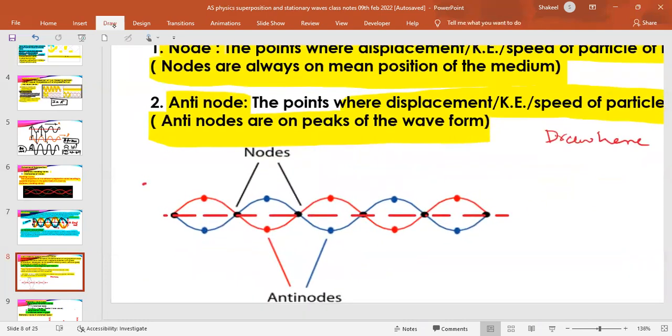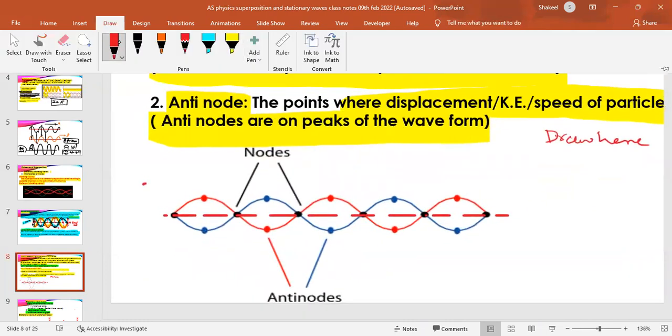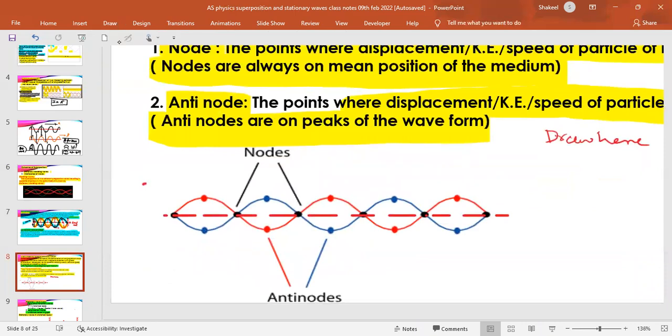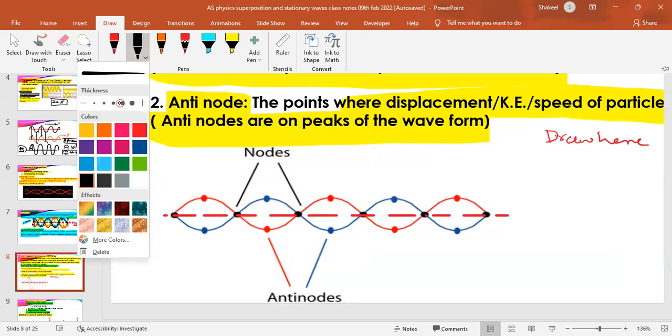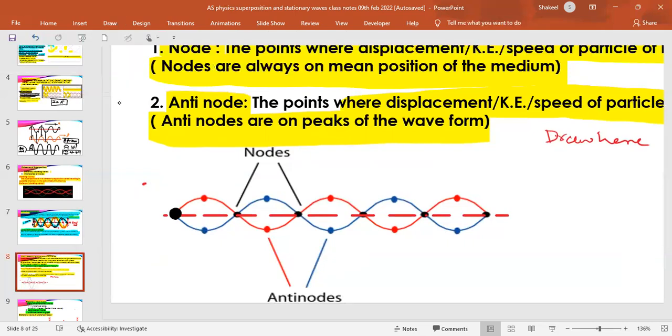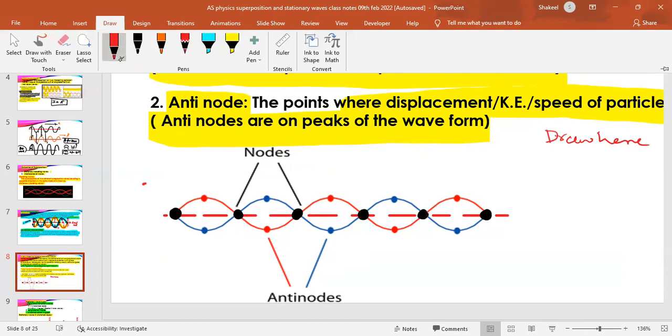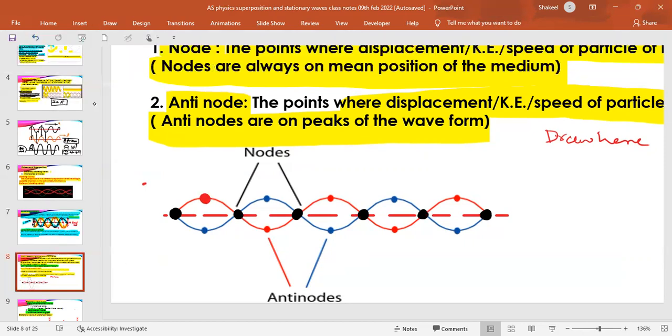So you can look from here that the node points are marked with black dots, and they are like this. These are the node points, which are the static points. They do not move. Due to these points, we say that this is standing wave. And the other points are known as antinode points. So these are antinode points, and these have maximum amplitude.